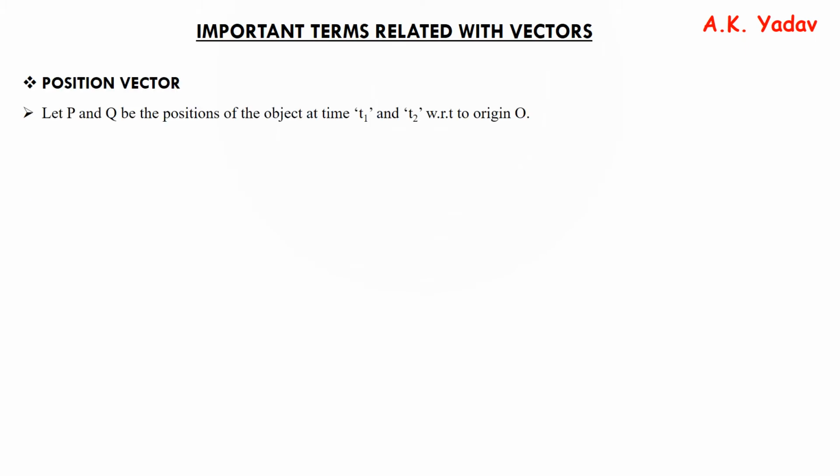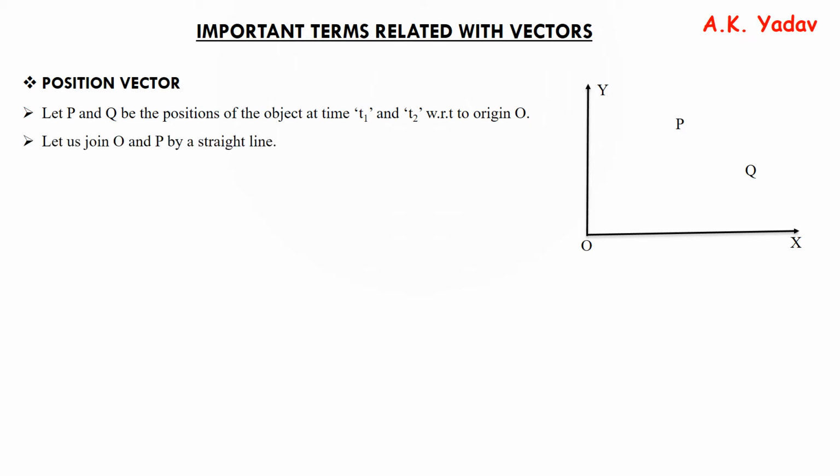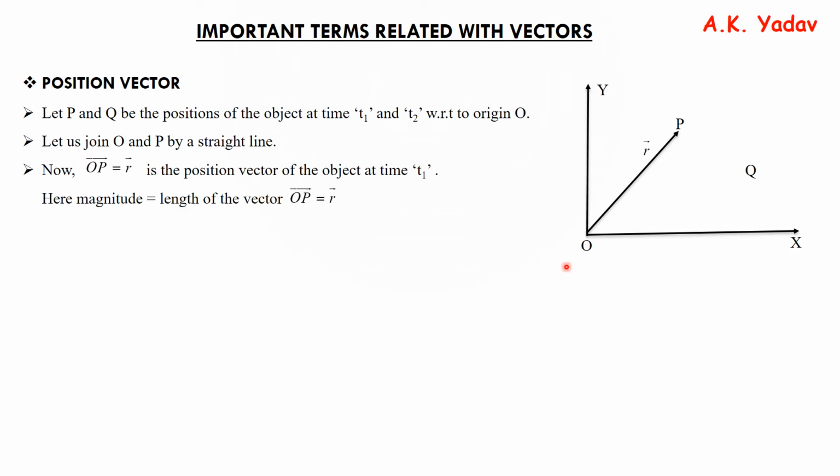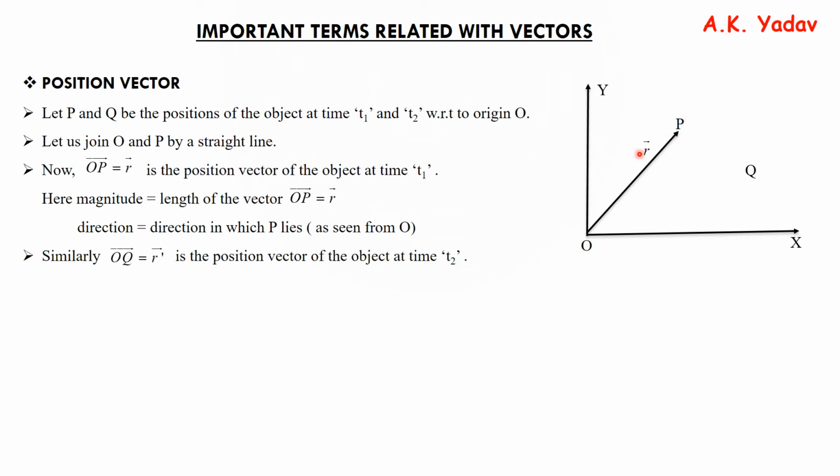Now, what is a position vector? Let P and Q be the positions of the object at times t1 and t2 with respect to origin O. Let us join OP by a straight line, and we name this OP equal to r, the position vector of the object at time t1. Here the magnitude is equal to the length of the vector OP. The direction is the direction in which P lies as seen from the origin.